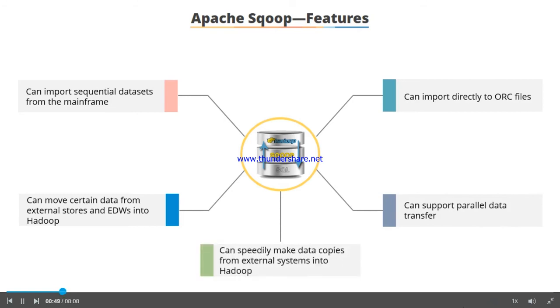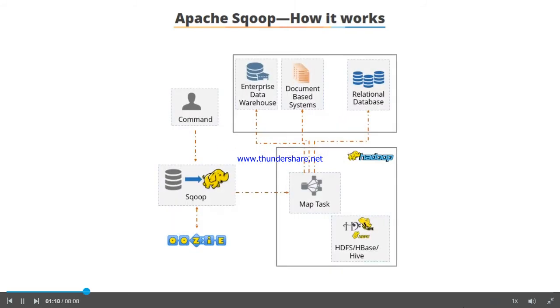It can speedily make data copies from external systems into Hadoop. It improves efficiency of data analysis by combining structured data with unstructured data in a schema-on-read data lake. It achieves load balancing and mitigates excessive storage and processing of loads to other systems. The image on screen illustrates the working of Apache Sqoop.